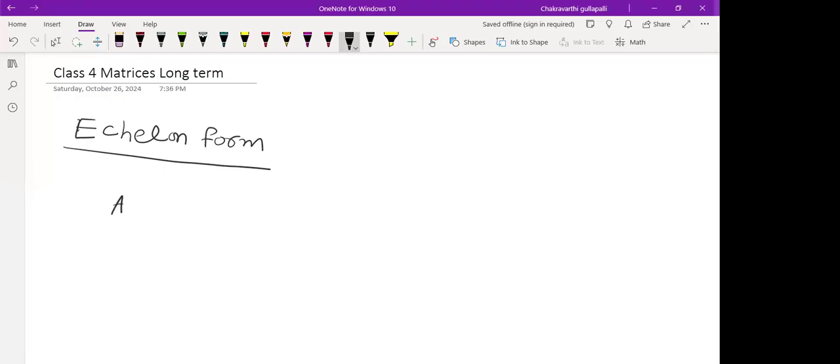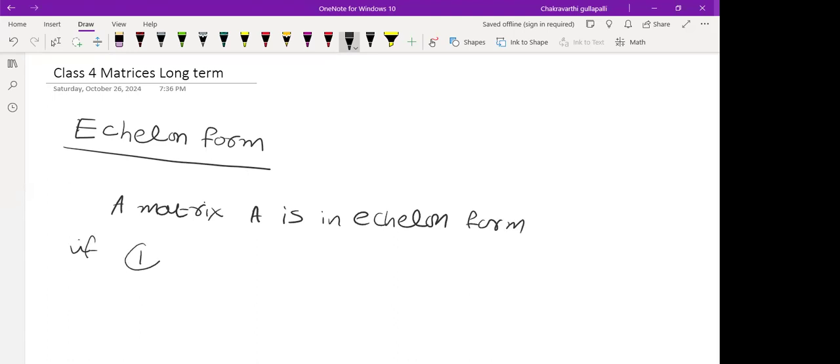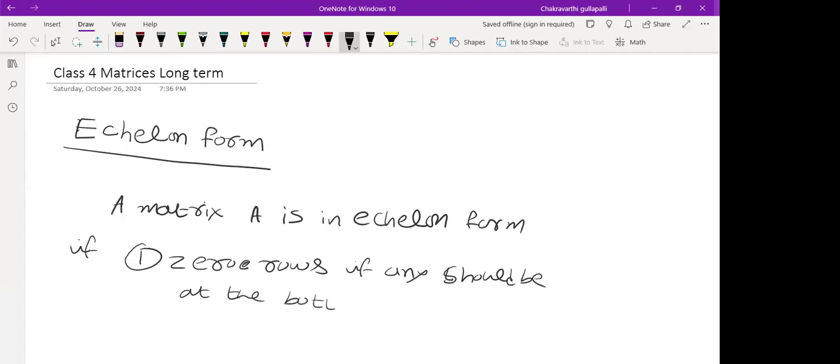So what is echelon form? A matrix A is said to be in echelon form if some conditions are satisfied. First condition: zero rows, if any, should be towards the bottom, at the bottom of the matrix. This is a must.